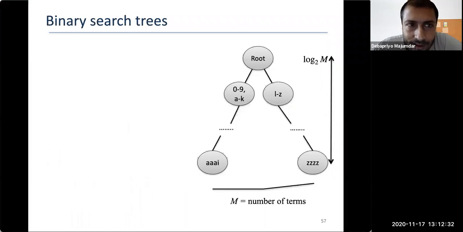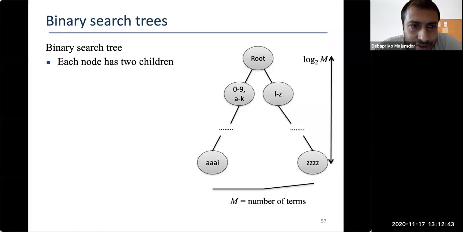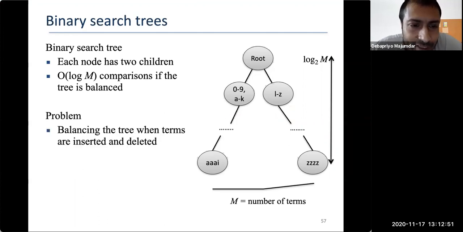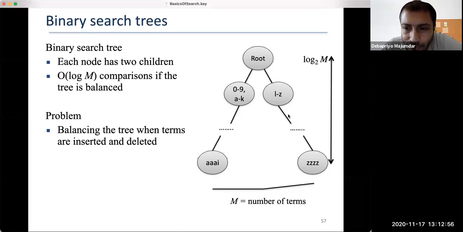To do that, some form of binary search trees, or actually binary or B plus trees, we'll see in a moment. So binary search trees are good options. Each node has two children, right? Order log m comparisons if the tree is balanced. The problem here is balancing the tree when terms are inserted or deleted. Binary search trees are good because if you have to figure out whether some particular term is present, you can use log m lookups and come here. And maybe here, if the term is present, then there is a pointer to the posting list. However, maintaining it will be a problem.